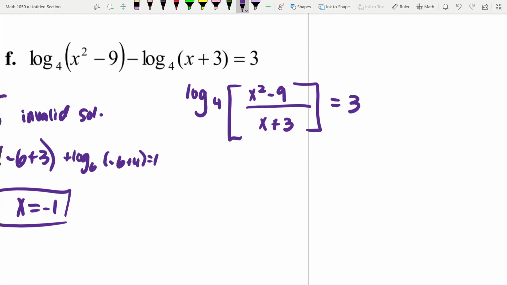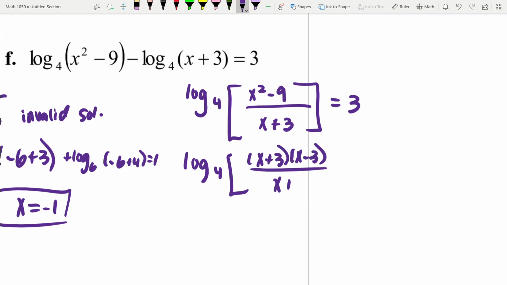Does anybody notice anything? If you notice it, it's going to make the problem way easier. If you don't, it won't be quite as easy. The top will factor. Why in the world will I factor? Because what good is that going to do me, everybody? Then something cancels. Very good. So it goes like this. So the x plus 3 goes away.